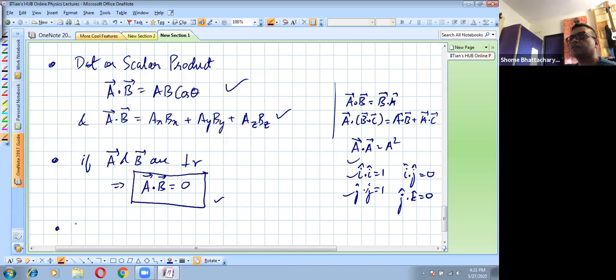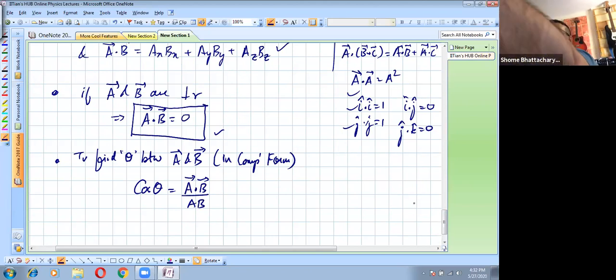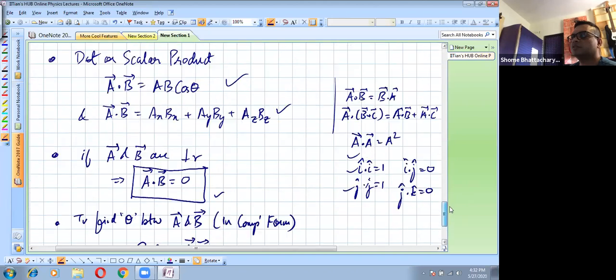Okay. And finally, to find the angle theta between two vectors A and B in component form, we can make use of this formula: cos theta is equal to the dot product divided by the product of magnitudes. So these were the important aspects that we learned in relation to scalar products or the dot products.